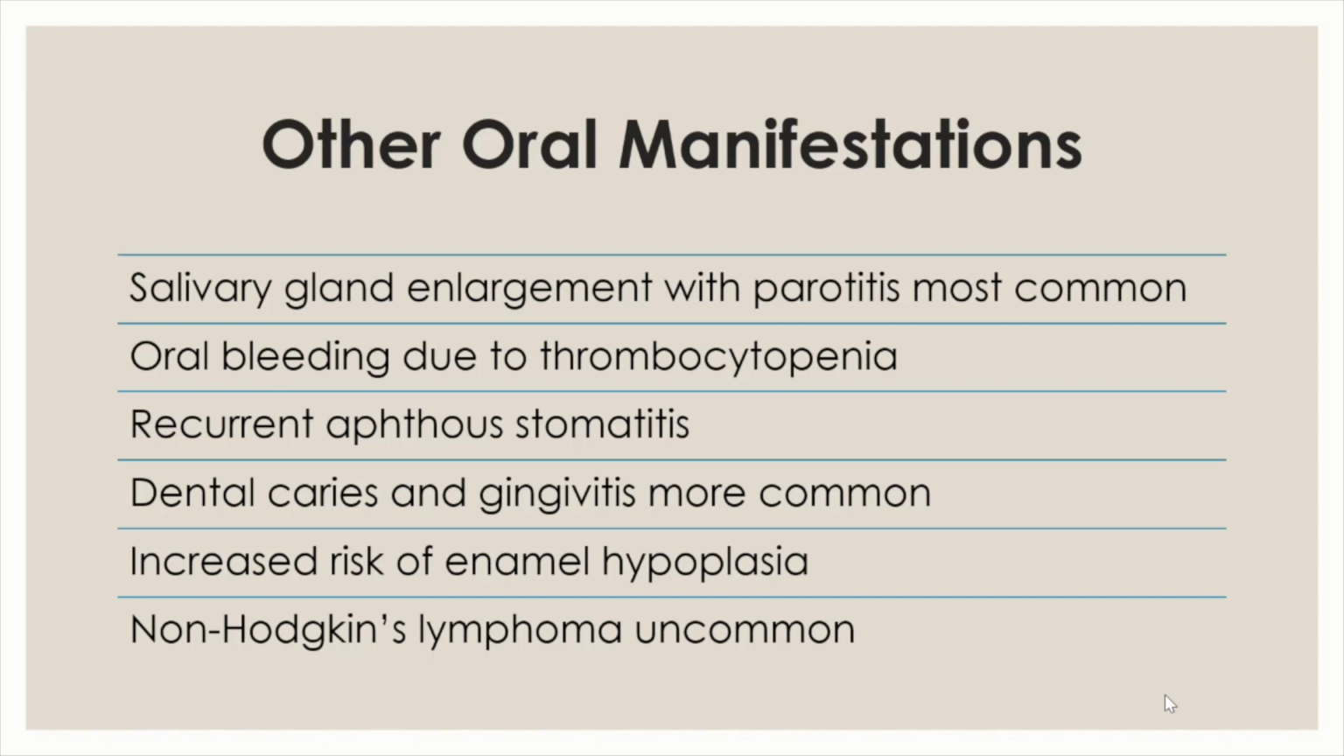Recurrent aphthous stomatitis is very common in children. Also, dental caries and gingivitis are common. The increased caries risk may be due to the reduction in salivary antibodies, the absolute lymphocyte count, and also the salivary flow rate. Patients also have an increased risk of enamel hypoplasia. Non-Hodgkin's lymphoma, Kaposi sarcoma, and hairy leukoplakia are uncommon in children.